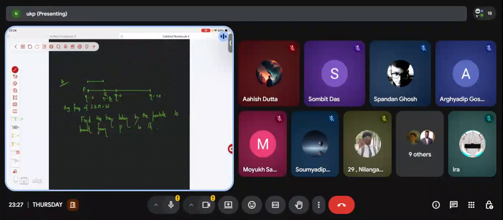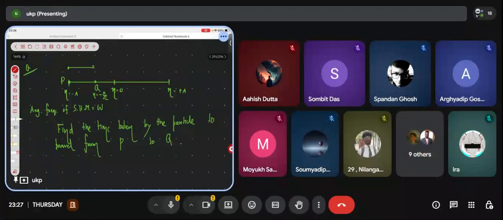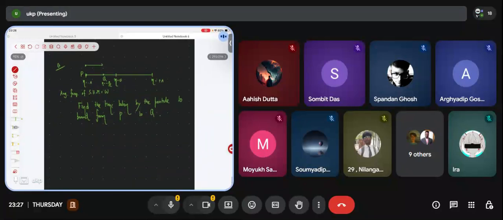At a particular time instant, your particle was present at point P. It is not supposed to sit there forever, right? It will be moving towards the mean position. After some time, it reaches point Q, which has an x coordinate of minus a by root 2. The angular frequency of the SHM is omega. What will be the time taken by the particle to travel from P to Q?